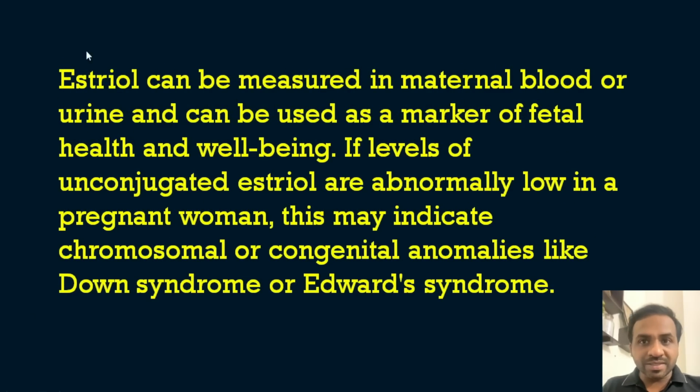Then another option was estriol. So what is estriol? Estriol can be measured in the maternal blood or urine, and it can be used as a marker of fetal health and well-being. If levels of unconjugated estriol are abnormally low in a pregnant woman, this may indicate chromosomal or congenital anomalies like Down syndrome or Edwards syndrome. So if estriol levels are very low, it can give a clue toward the diagnosis of chromosomal or congenital anomalies. That is the role of estriol.